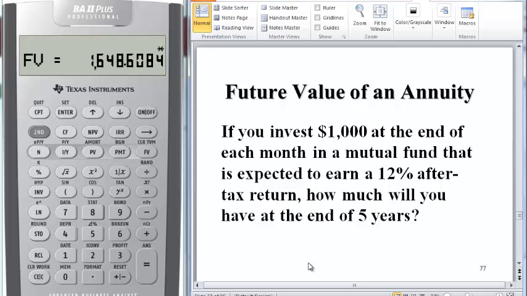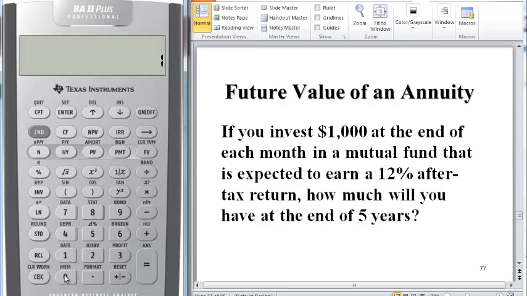If I invest $1,000 at the end of each month in a mutual fund that is expected to earn 12% after-tax return, how much will I have at the end of 5 years? These problems are starting to look more and more realistic. This could be something that could easily happen. So what do I want to do? First, clear time value of money. I invest $1,000 at the end of each month. It's a payment, it's an investment, it's an outflow. So it's done every single month. I can earn 12%, but that's 12% a year.